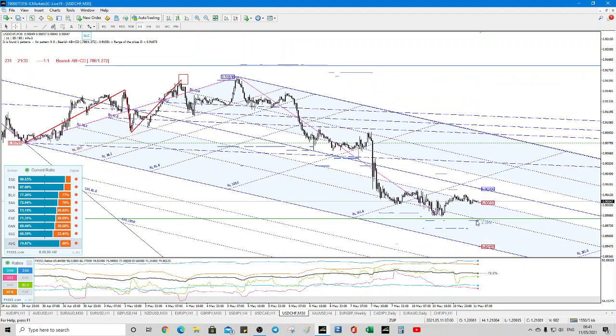Dollar Swiss, 89.80, and the one above is so far away. I'm not going to show you it because it's ridiculous. Bearish ABCD. We've got descending pitchfork, and we're selling the static as well. There's your resistance at 90.20.